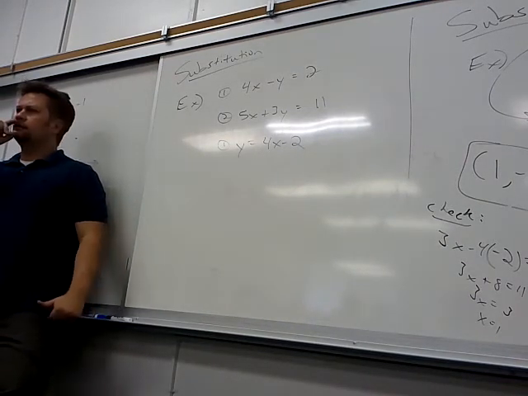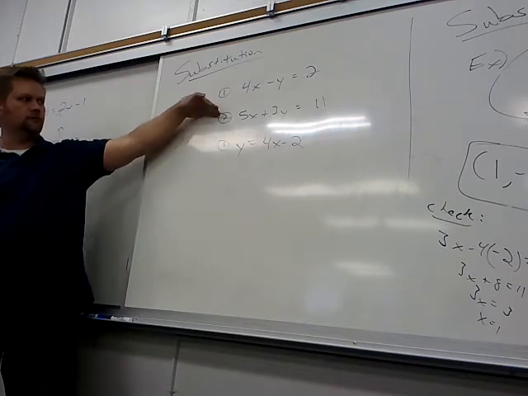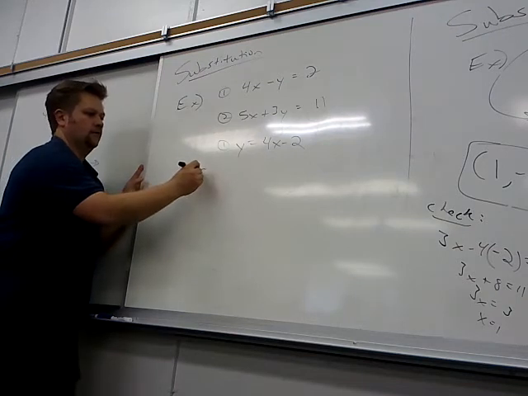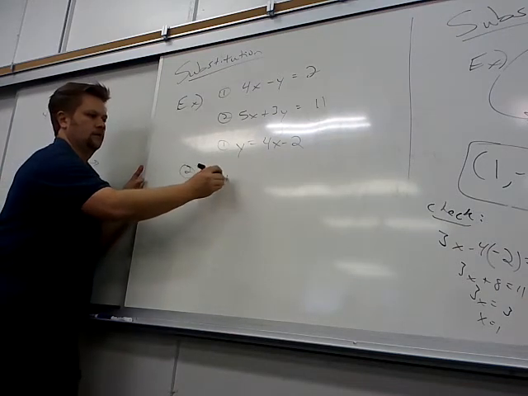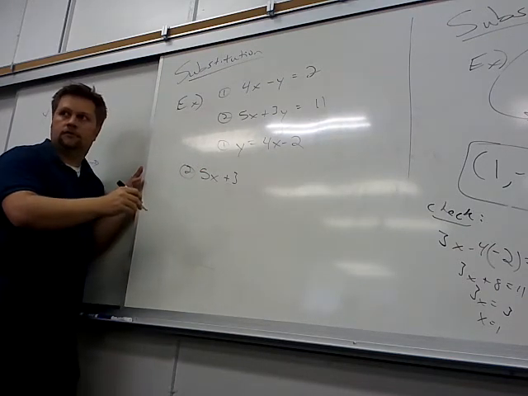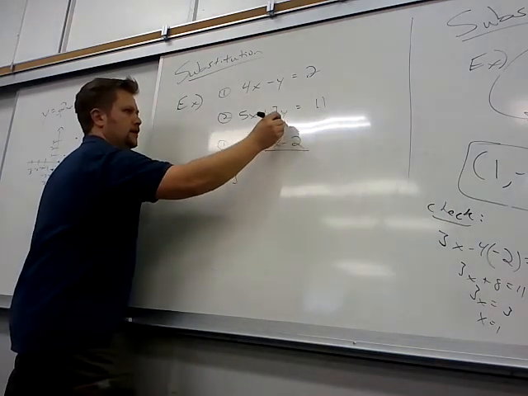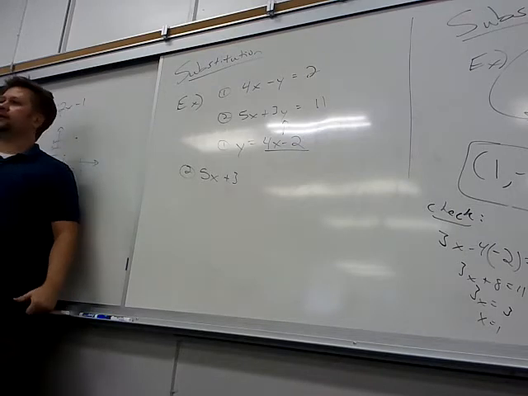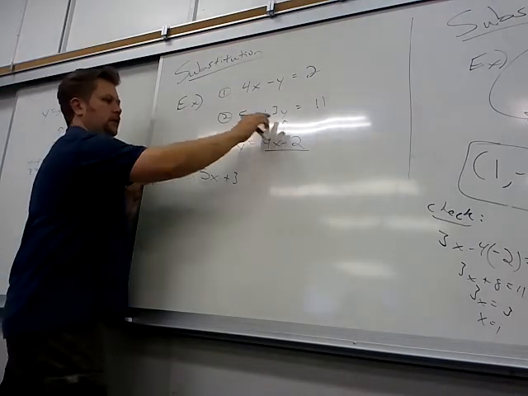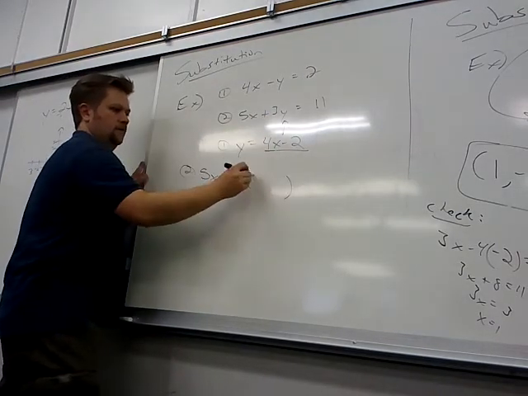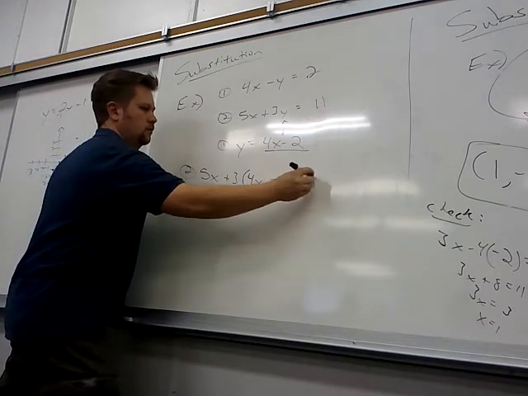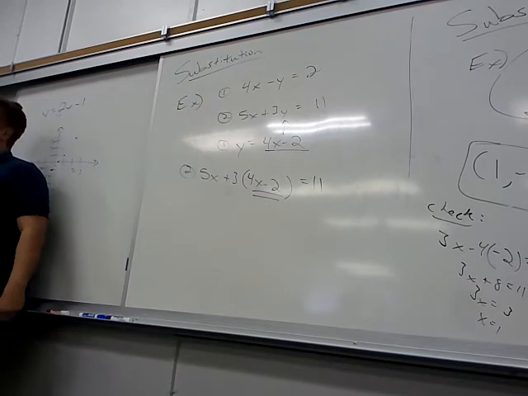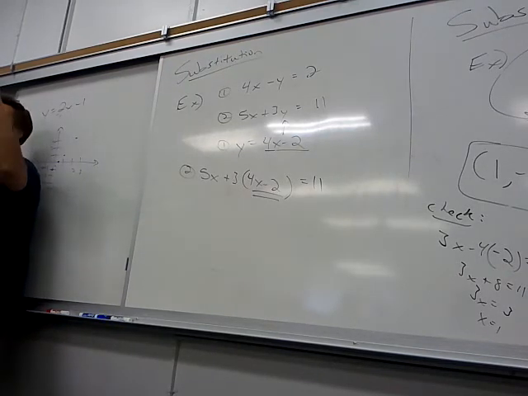But what can I do now? Which equation do I rewrite? The second one. Good. The second one I can write as 5x plus 3 times 4x minus 2. Beautiful, because that's what y is. I'm not done yet. 5x plus 3 times 4x minus 2. That's what y is. Good. So I'm using one piece of information to help me out with the other one.